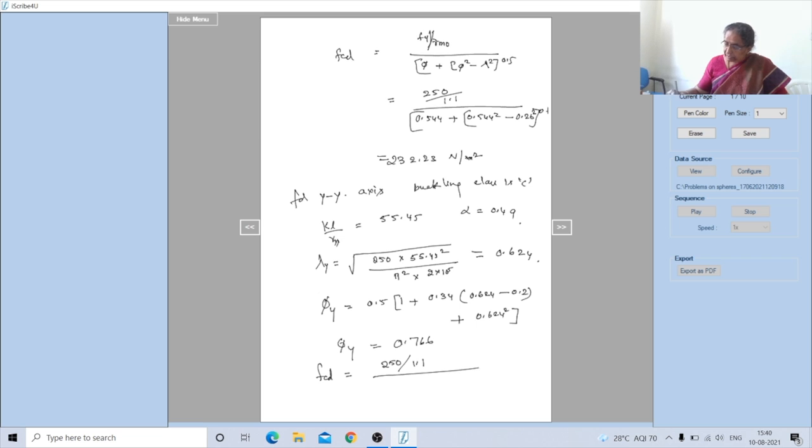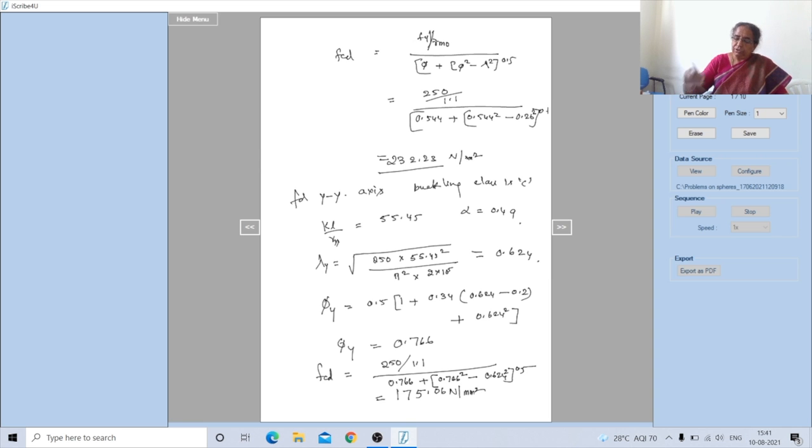Now calculate FCD. FCD equal to fy 250 divided by factor of safety 1.1, then divided by phi plus phi square, 0.766 square minus lambda square, that is 0.624 square, to the power 0.5. You will get 175.06 Newton per mm square.